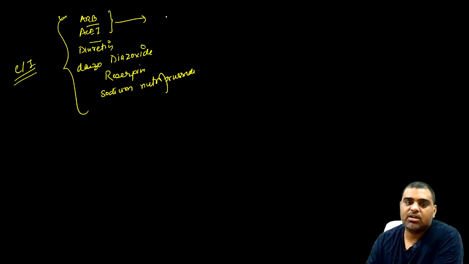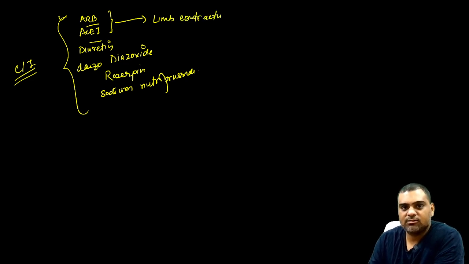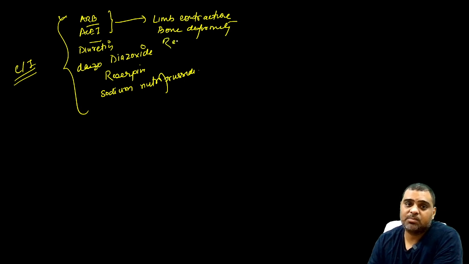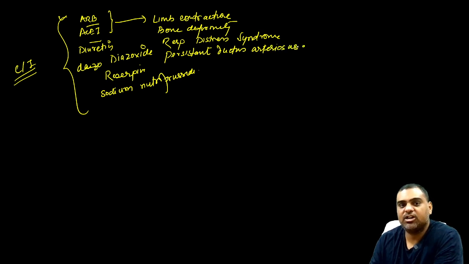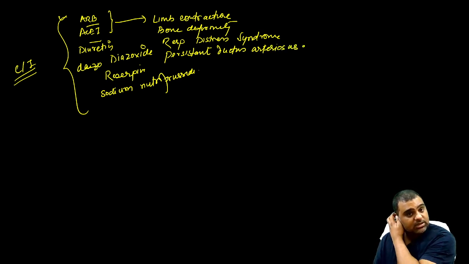ARB and ACE inhibitor, what can they cause? They can cause limb contracture. They can cause bone deformities. They can cause respiratory distress syndrome by decreasing surfactant formation. They can cause persistent ductus arteriosus. These are the things that they can cause.